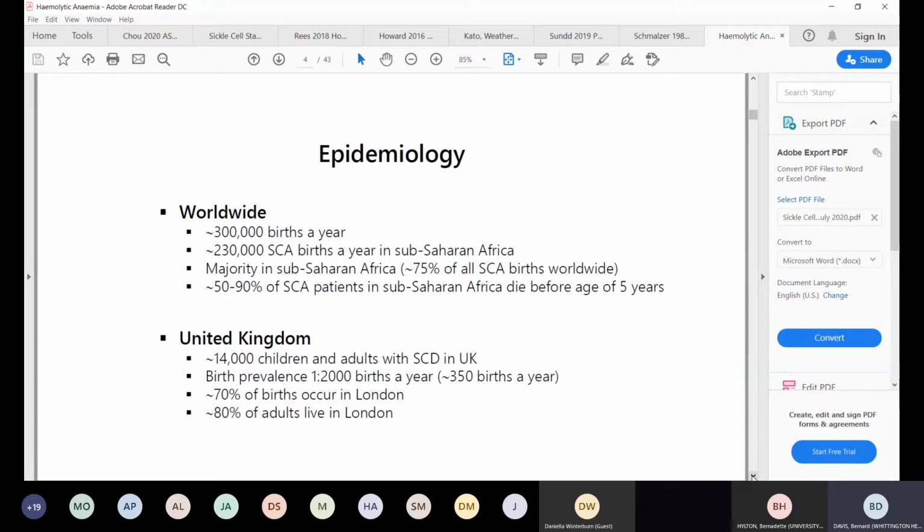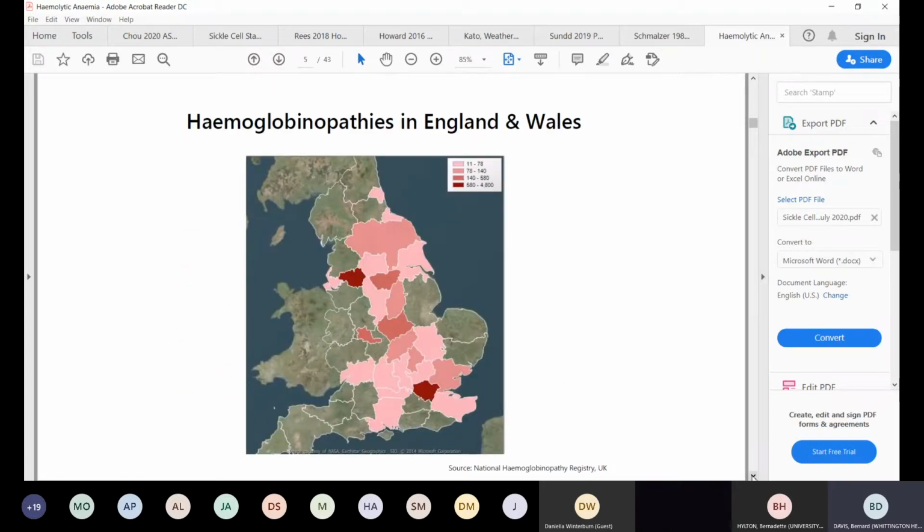Here in the UK, sickle is the commonest genetic condition. The birth prevalence is about 1 in every 2,000 births, so roughly around 350 odd births a year. In total, again, no one really knows exactly how many patients, and in this country, the best estimate is maybe around 14,000 patients, and most of them live, not surprisingly, in London.